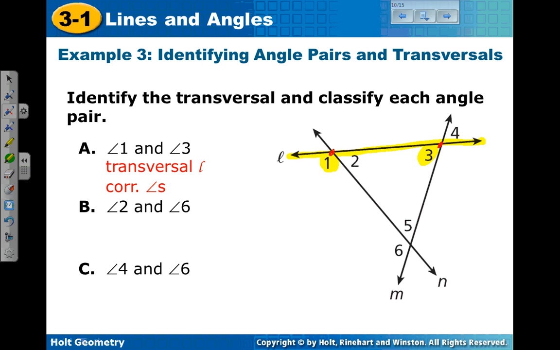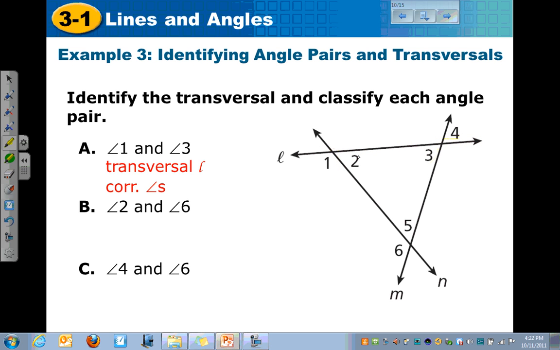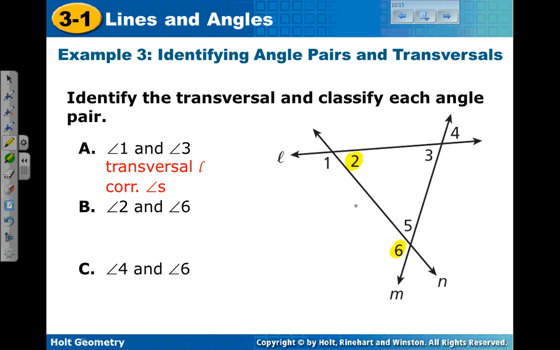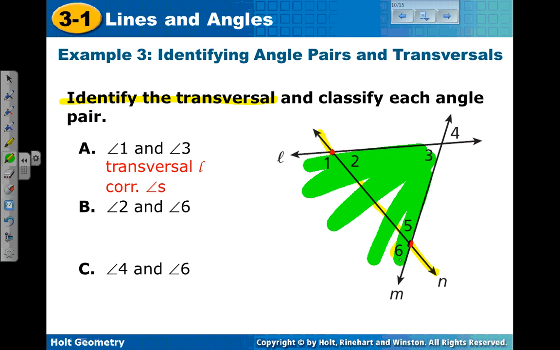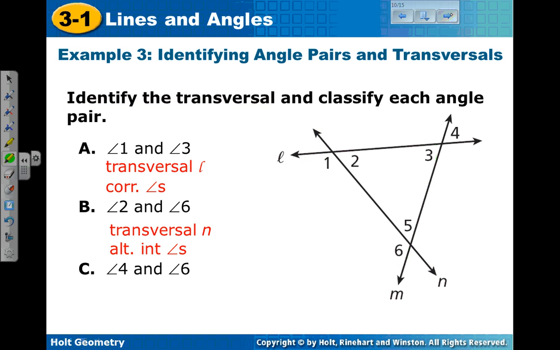Now let's look at the next problem. It says angle 2 and angle 6. Let me mark those. We got angle 2 and angle 6. Well, the vertices of those angles are the corner right here and the corner right here. Which line contains those vertices? Well, line N is the transversal. So part of the problem is to identify the transversal. You're going to see this on your homework too. What types of angles are 2 and 6? They're on alternate sides of the transversal, but they are inside the other two lines. See, this is the inside, interior. So they are alternate interior angles, and the transversal is N.